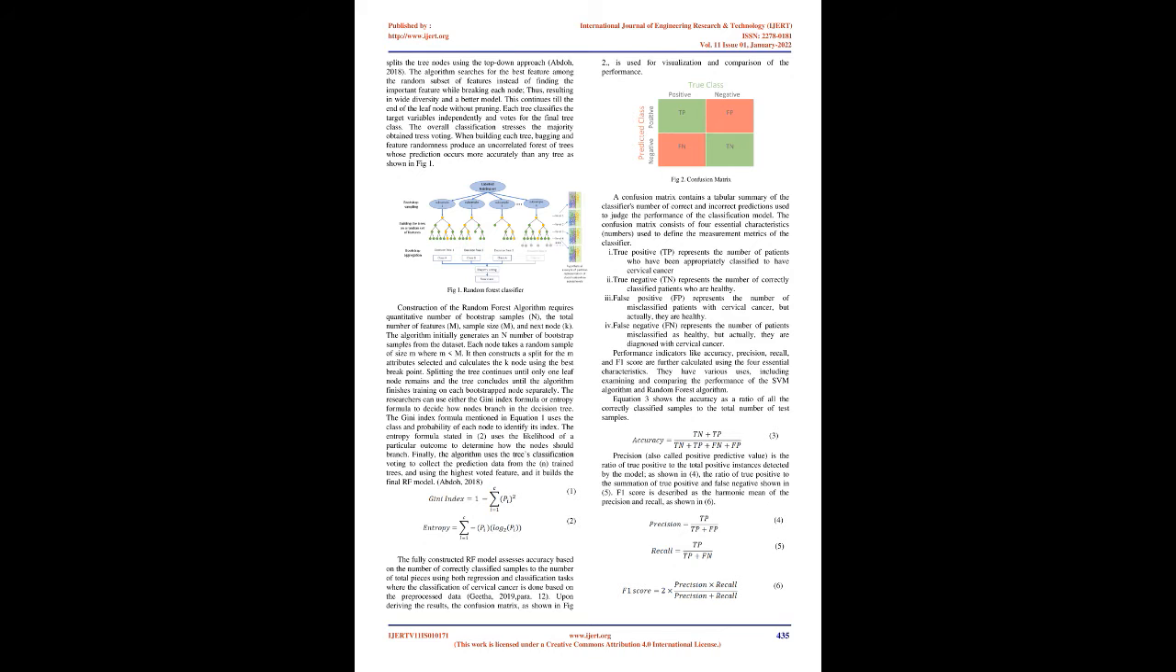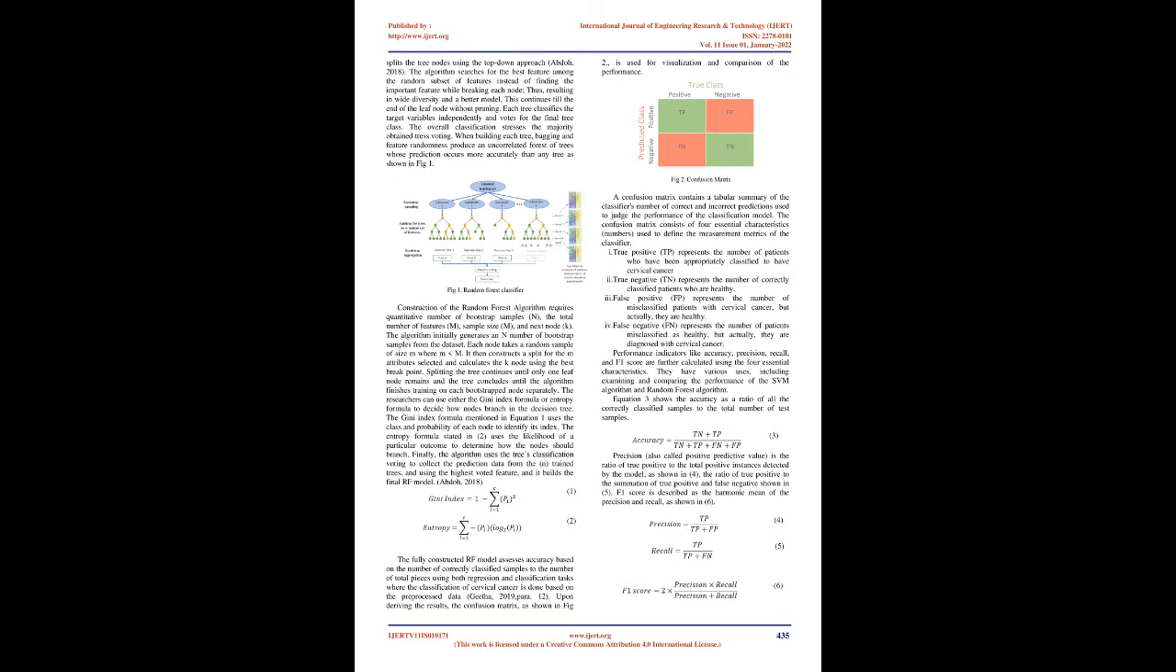When building each tree, bagging and feature randomness produce an uncorrelated forest of trees whose prediction is more accurate than any single tree, as shown in Fig 1. Fig 1. Random forest classifier. Construction of the random forest algorithm requires a number of bootstrap samples, n, the total number of features, m, sample size, m, and number of nodes, k.